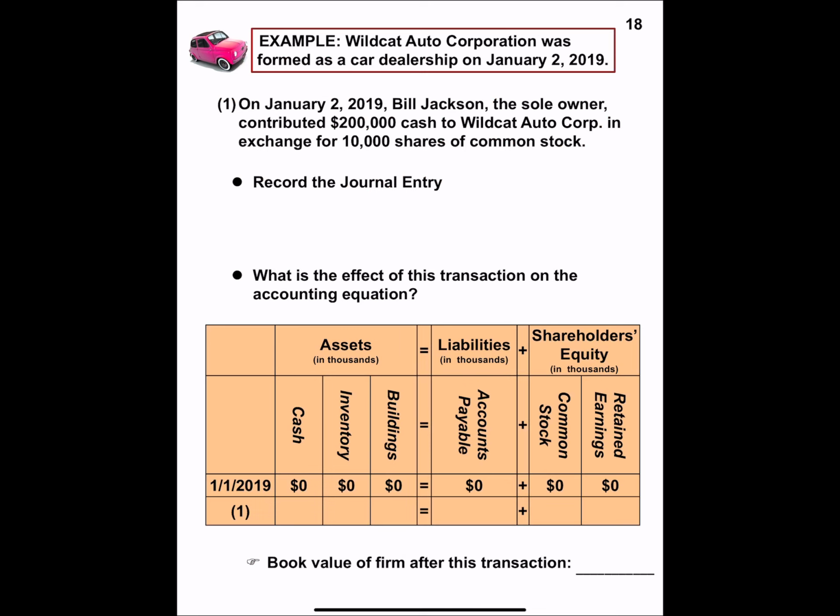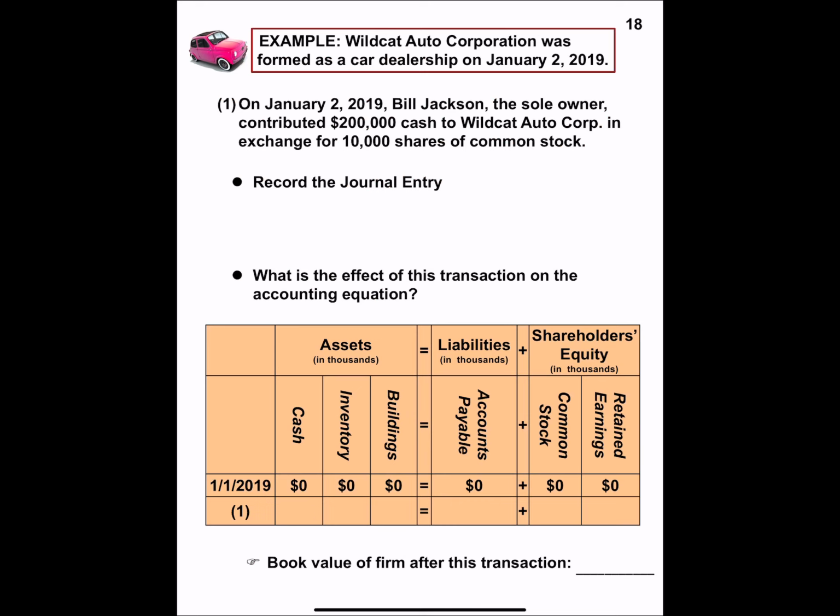All right, so the example we're going to look at is this Wildcat Auto. Wildcat Auto was formed as a car dealership on January 2nd. What Wildcat is going to be in the business of is buying cars from whatever source they get them, and then trying to sell them to you and I, to consumers. All right, so let's go through a series of transactions here.